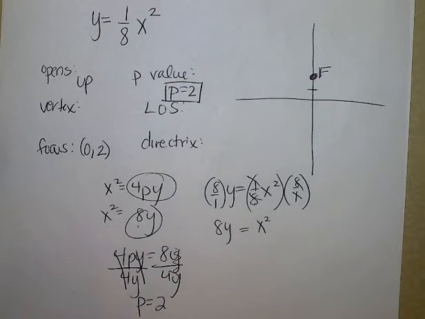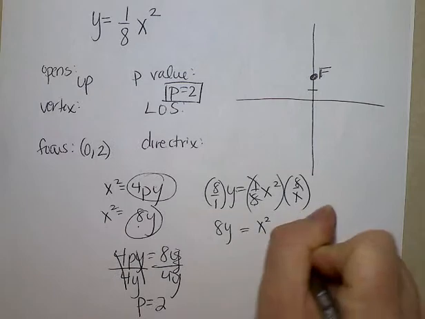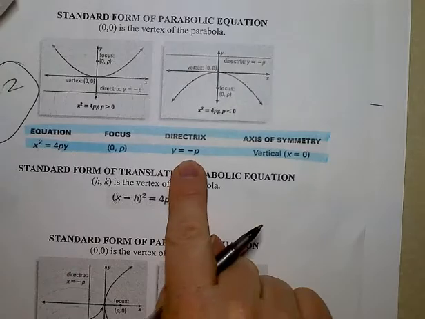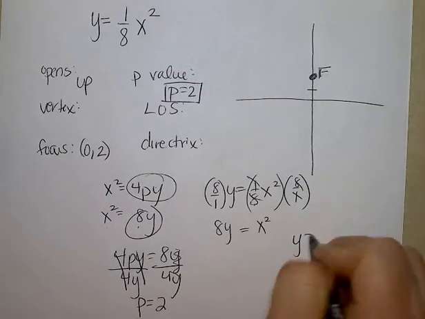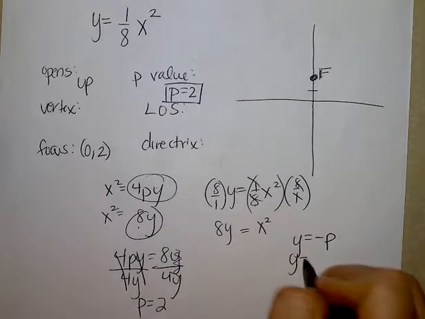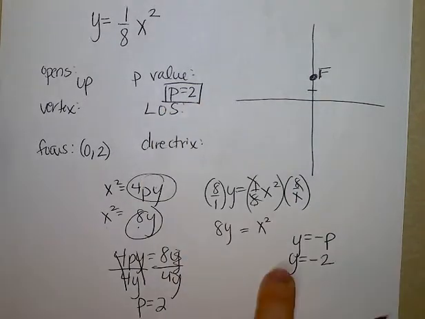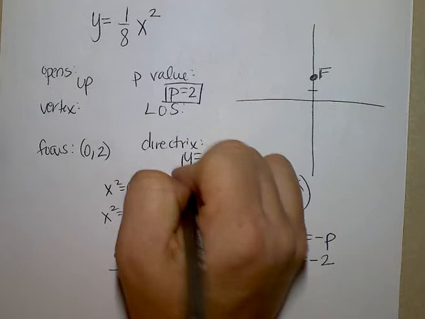The directrix uses the equation, I'm going to bring it over here. I find it on this piece of paper. It is y equals negative p. So y equals negative, and my p value is 2. So y equals negative 2 is the equation for the directrix.